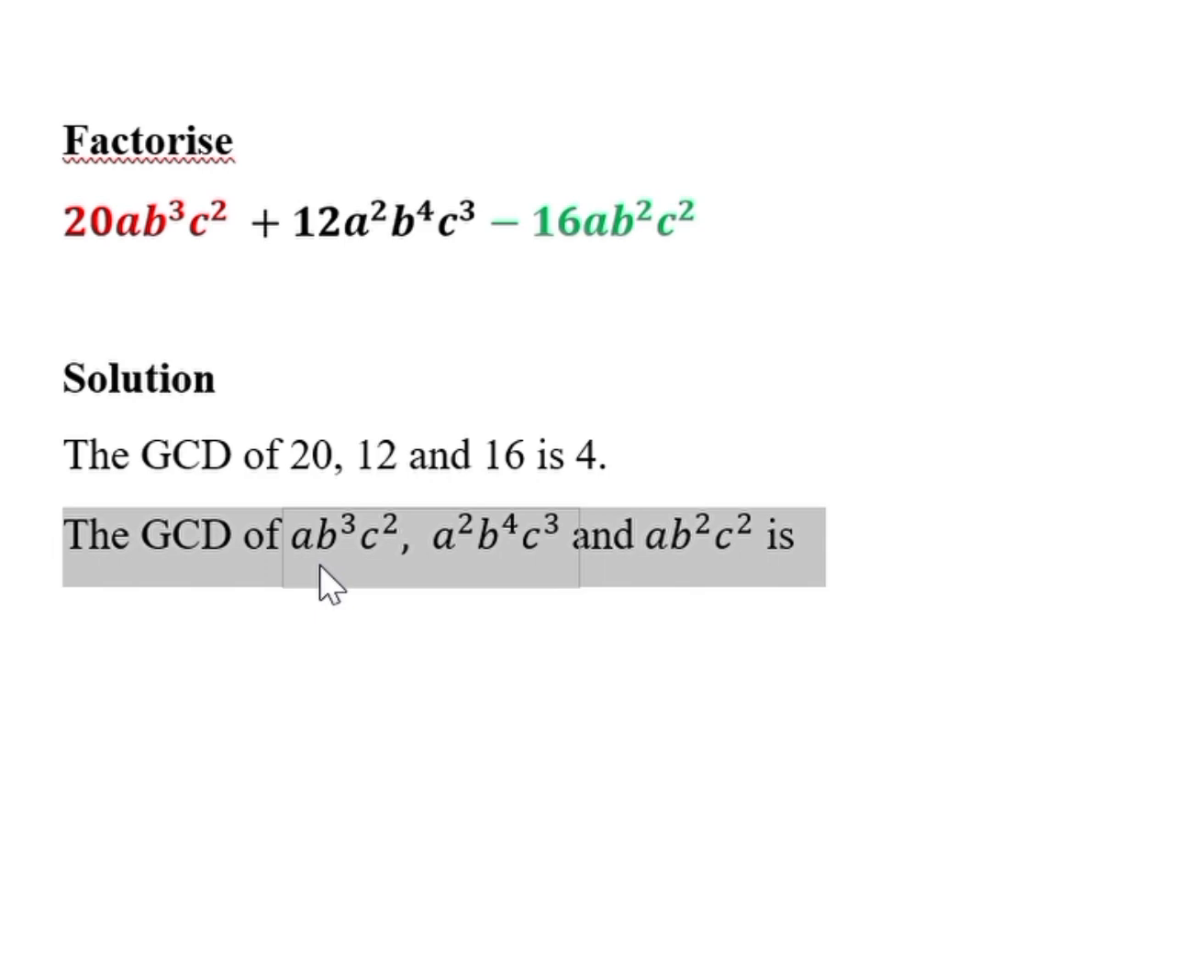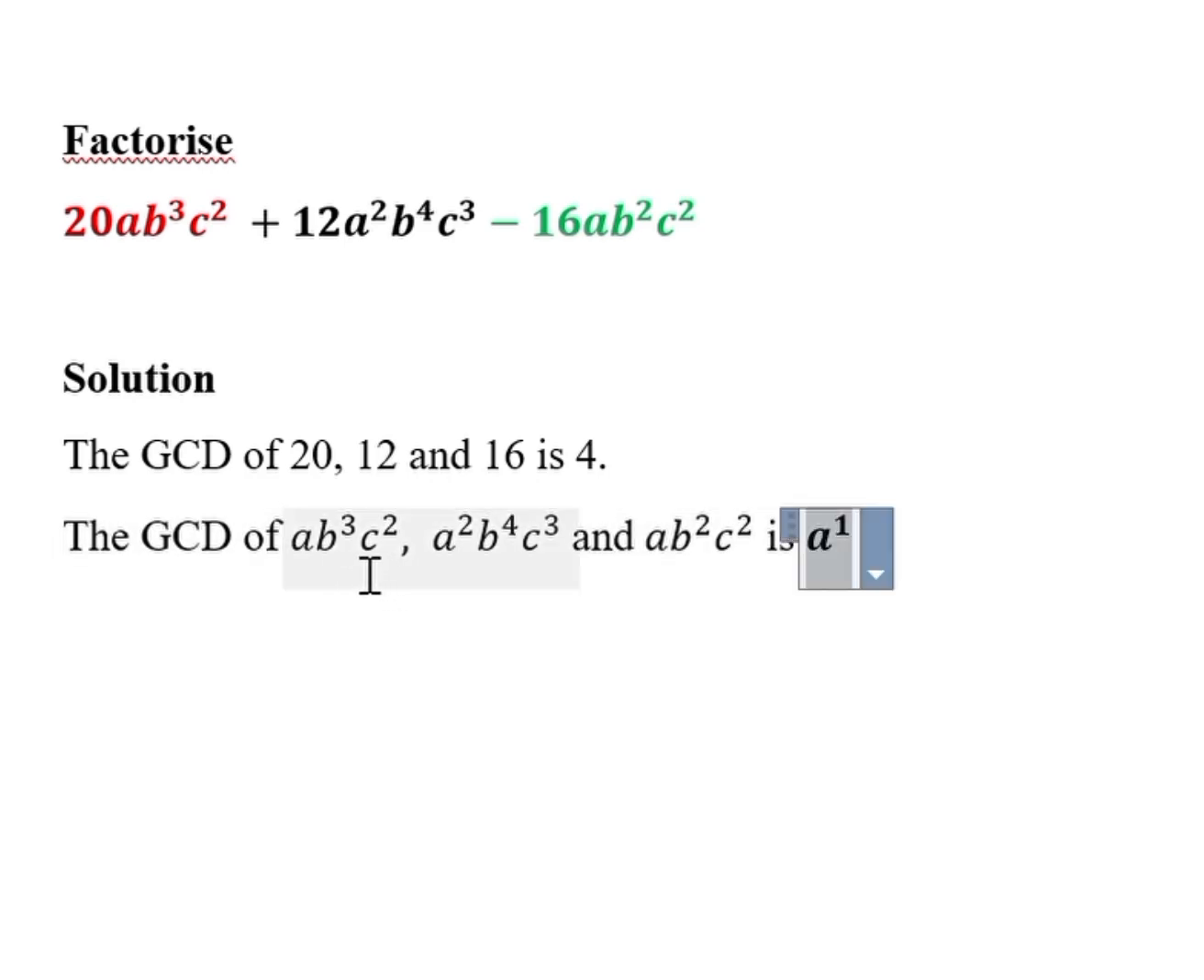We start with A. You realize we have A squared and A here. This A is raised to power 1, this is raised to power 2, this is raised to power 1. In that case, you take the A with the least power. This power 1, power 2, and power 1. So the A with the least power is A raised to power 1.